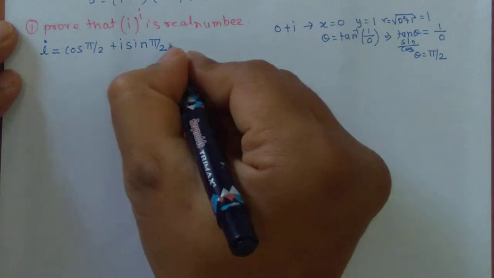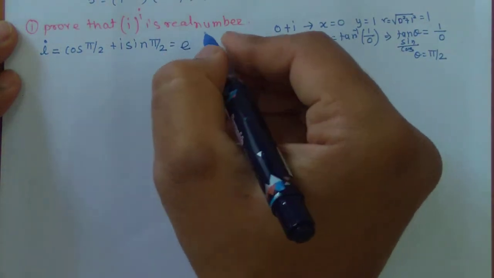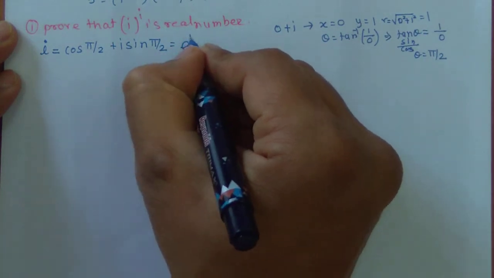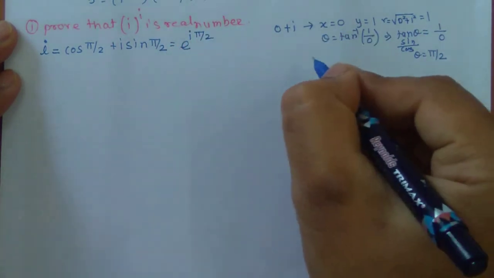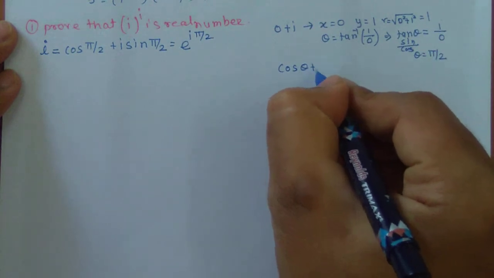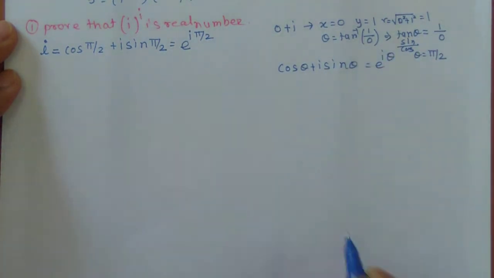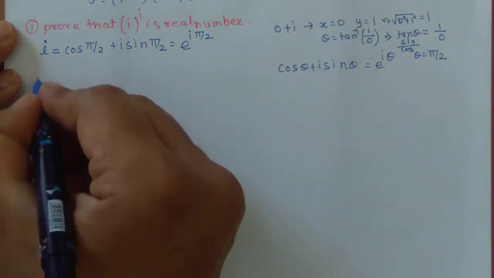Now, one can write it by using Euler's formula, or say the exponential form of the complex number. This is equal to e raised to i pi by 2. I hope you remember cos theta plus i sin theta is equal to e raised to i times theta. Hence, I am getting e raised to i pi by 2.